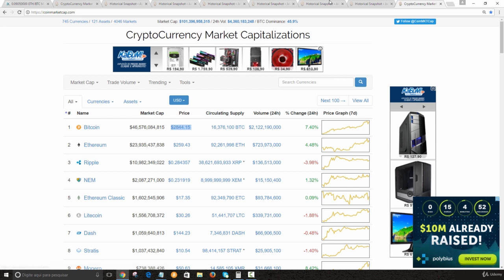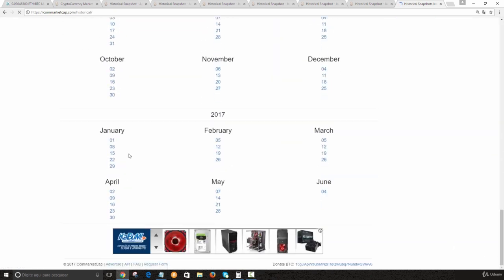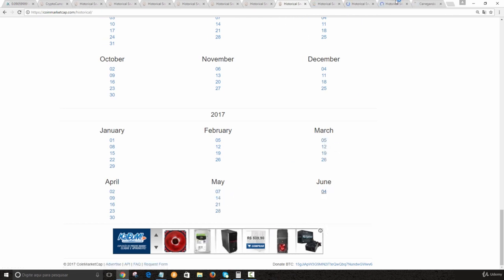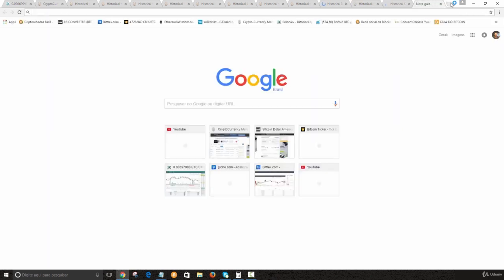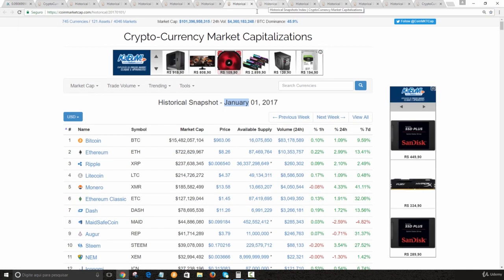So let's take a look at Ethereum's history. The last 6 months, Ethereum. Let's go back to the option Tools, History again. Let's go back to 2017. So January 1st, March, May, June 4th, until now. In January 2017, Ethereum was $8.26.